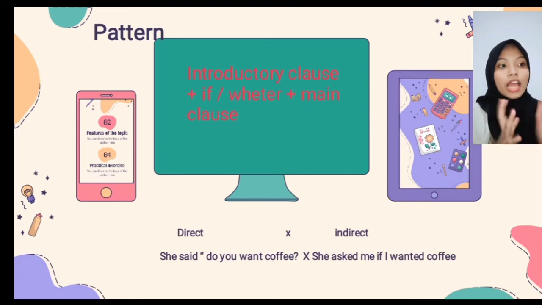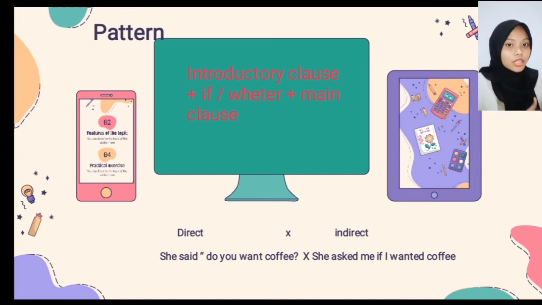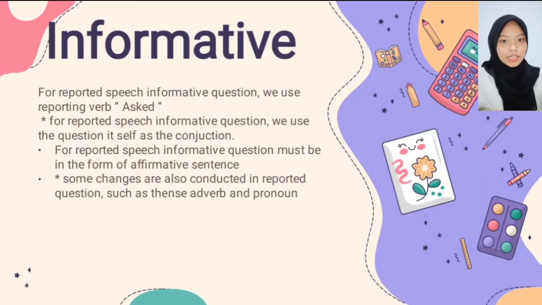Example, direct: She said, "Do you want coffee?" Refers to indirect: She asked me if I wanted coffee. Reported speech question. The next slide, there is reported speech question for informative.